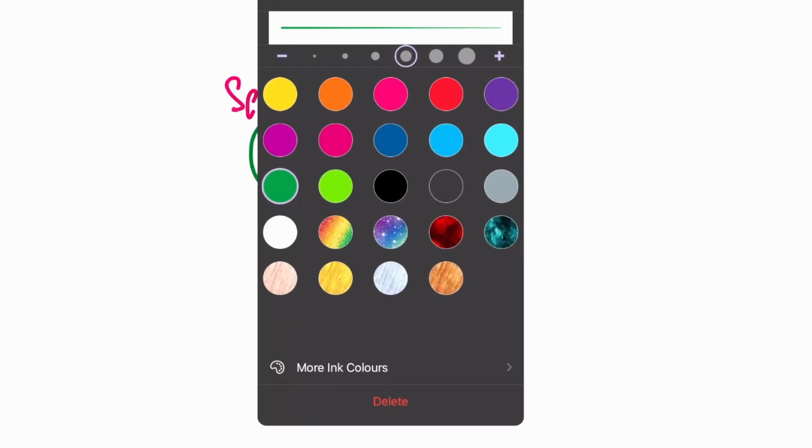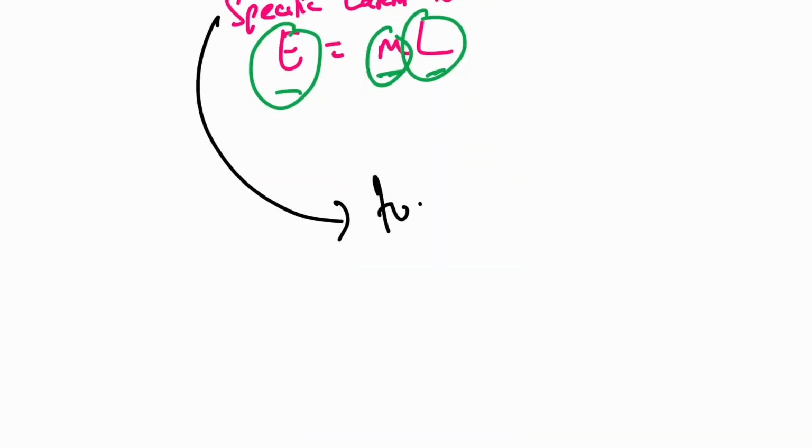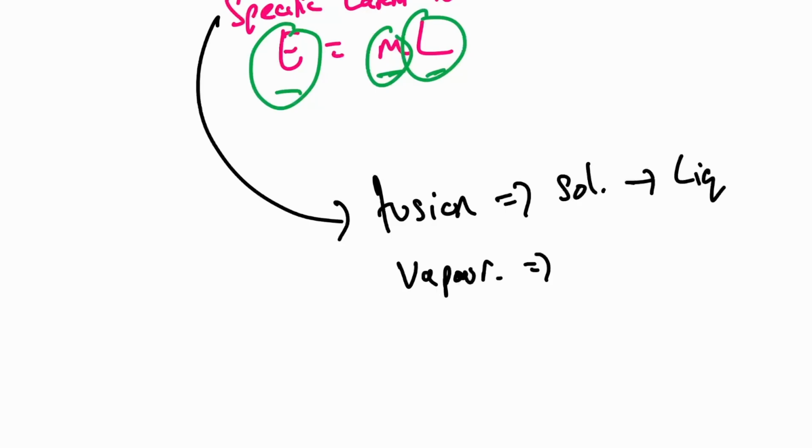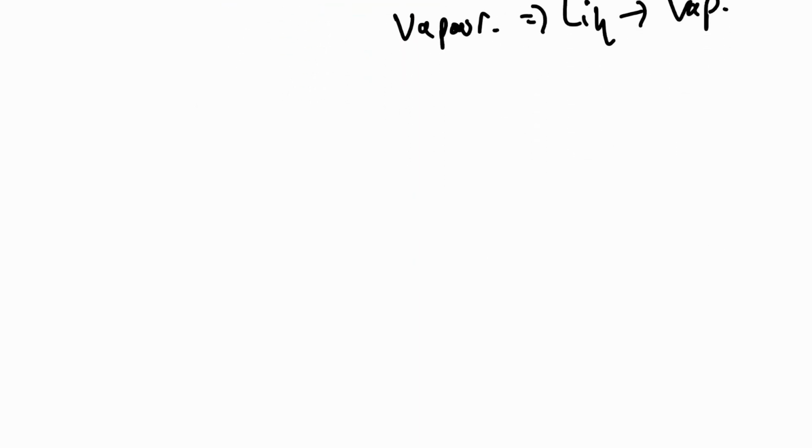It is important to note as well that you've got two types of latent heat. You've got the latent heat of fusion, which is when you go from a solid to a liquid, and you also have the latent heat of vaporization, which is when you go from a liquid to a gas or a vapor. So there's two types of latent heat that you do need to be aware of.